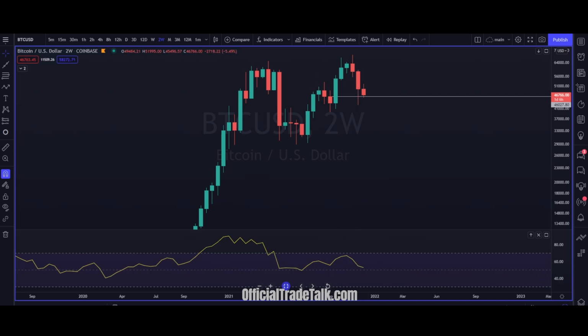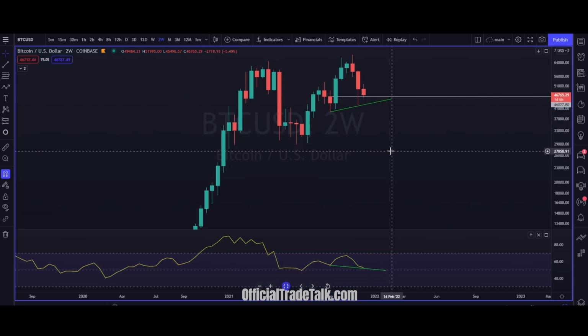Now, this isn't what I want to show you on the RSI. What I wanted to show you on the RSI is that you are printing hidden bullish divergence. So hidden bullish divergence is when the bottom of your oscillator makes a lower low and your price has not made a lower low. That is hidden bullish divergence.